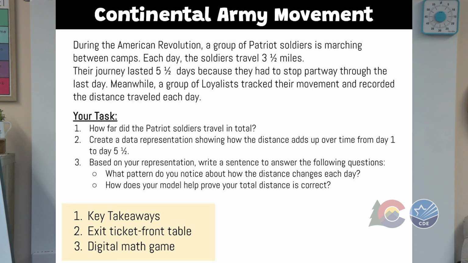Your task: 1. How far did the Patriot soldiers travel in total? 2. Create a data representation showing how the distance adds up over time from day 1 to day 5.5. 3. Based on your representation, write a sentence to answer the following questions. What pattern do you notice about how the distance changes each day? How does your model help prove your total distance is correct?